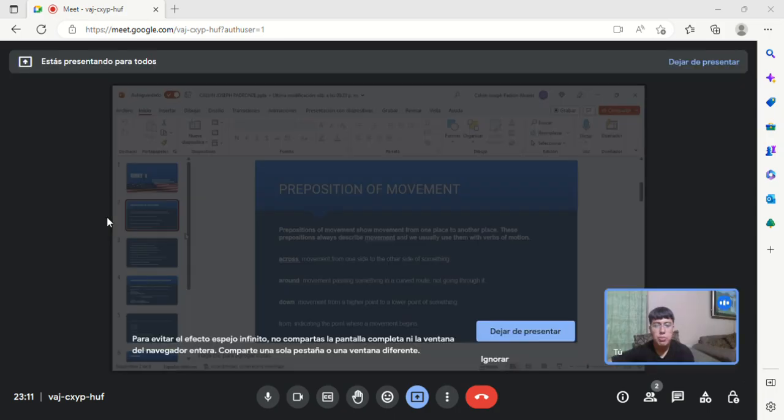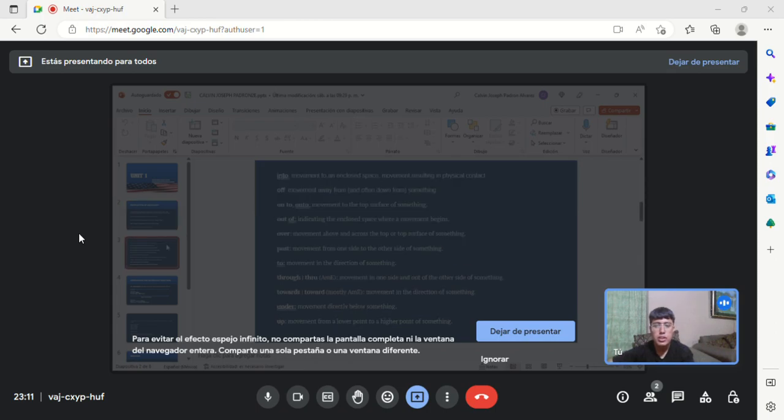Here we have the prepositions of movement. The prepositions of movement show movement from one place to another place. These prepositions always describe movement and we usually use them with verbs of motion. These prepositions are across, around, down, from, into, of, onto, out of, over, past, to, through, toward, under, and up.